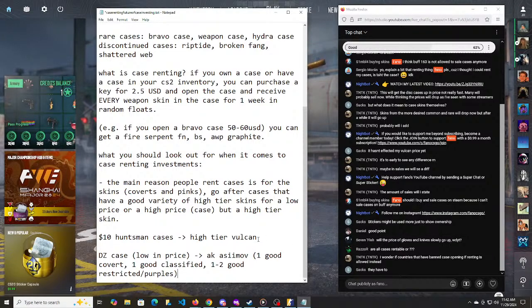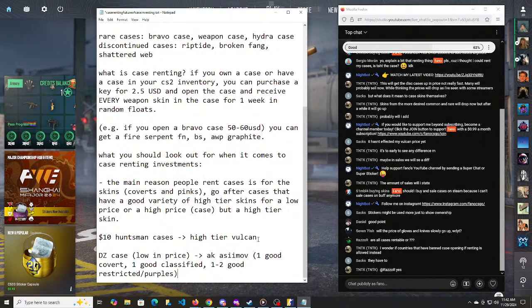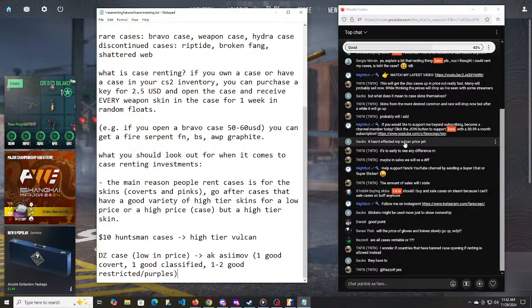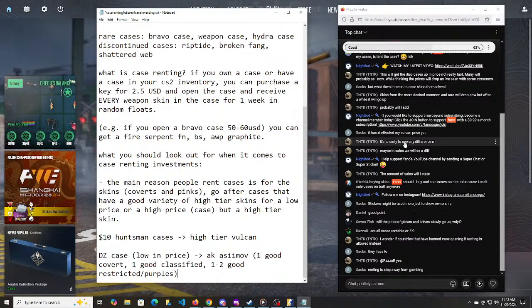So, are all cases rentable? Yes, every case is rentable. Bravo case, weapons case, every single case in this game is rentable. Now, with that in mind, it hasn't affected my Vulcan price yet. I don't think it's going to necessarily cause Vulcans to crash or to skyrocket. I think it's more of a factor that it's going to affect cases in general.